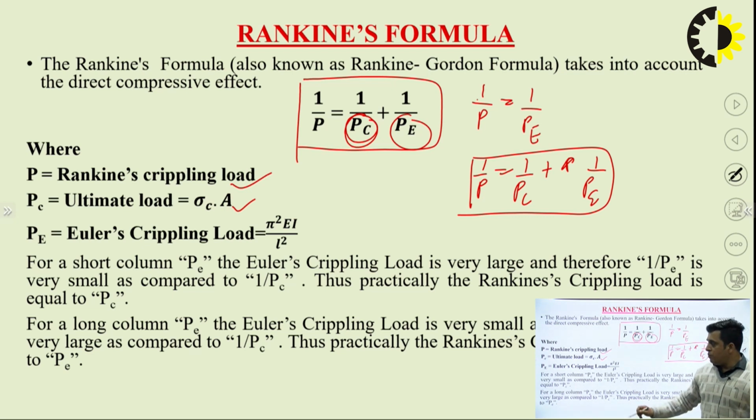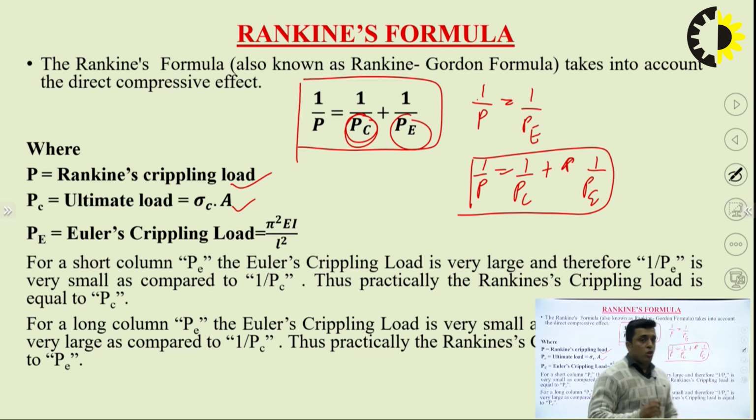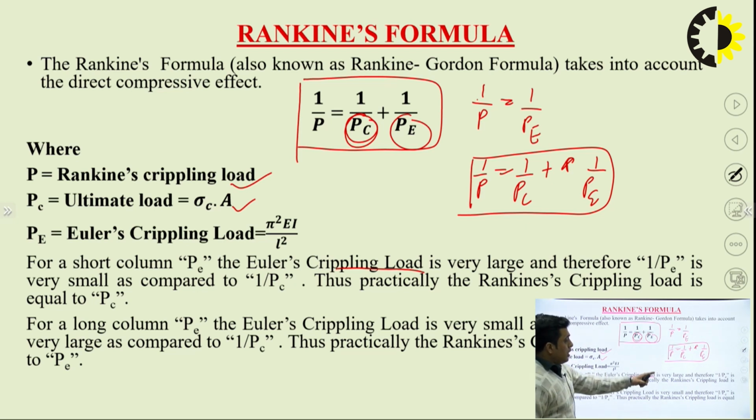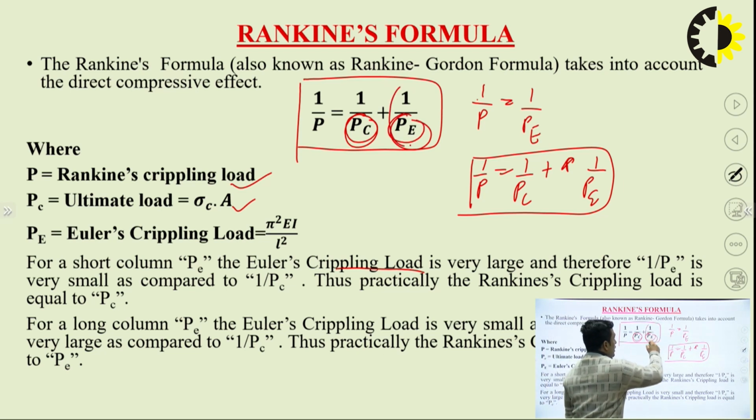Now you read the statement. For a short column, PE, the Euler's crippling load, is very large. Therefore 1 by PE is very small. If you see the statement written here, for a short column PE, the Euler's crippling load, is very large. Therefore 1 by PE will be very small. If this term becomes very large, this entire term will become very small.